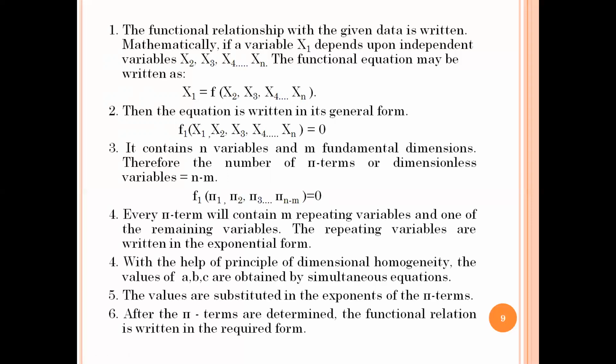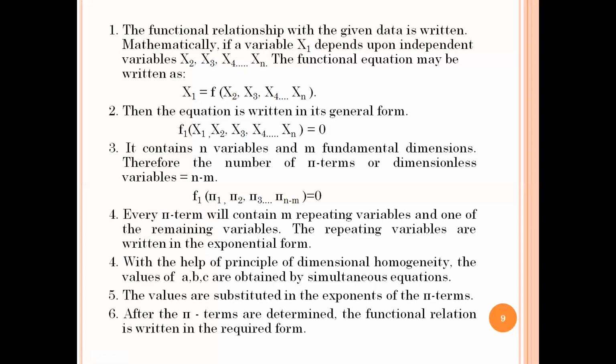Your mass, length, and time are your fundamental variables, fundamental dimensions, so 3. So every pi term will contain m repeating variables and one remaining variable. So generally, your m is 3, so 3 plus 1, 4 terms it will have, or 4 variables it will have. The repeating variables are written in the exponential form.